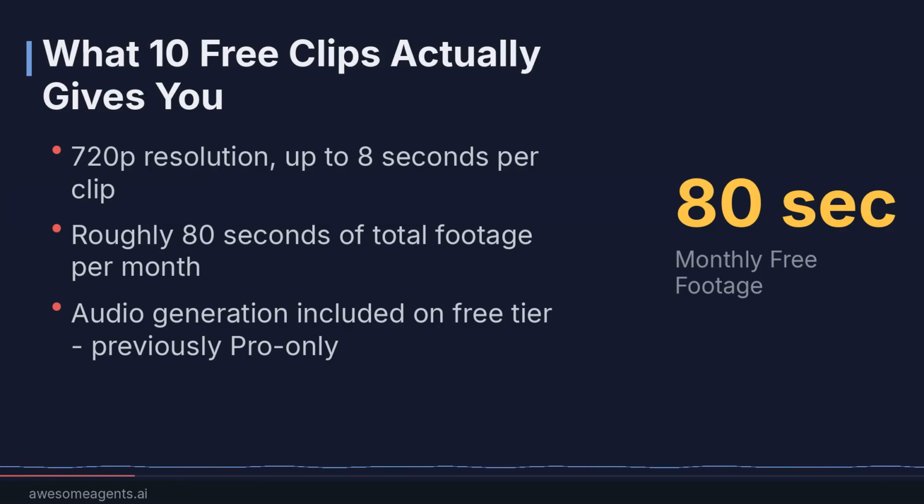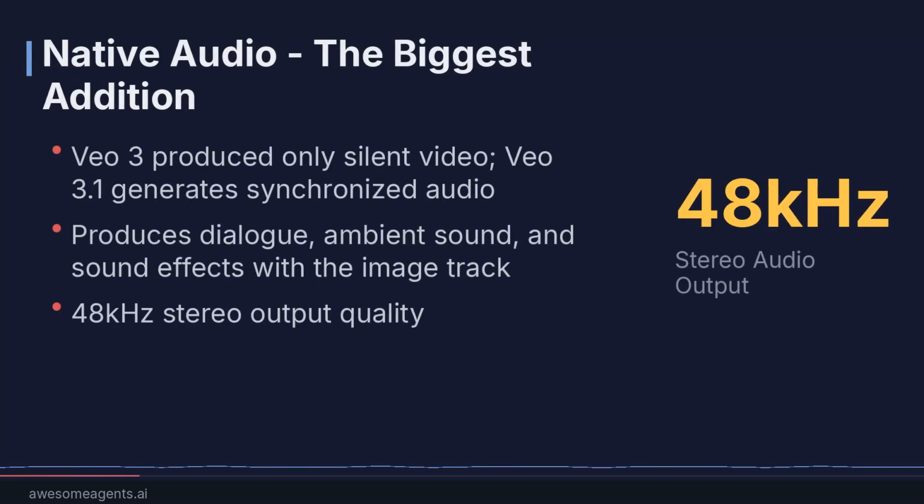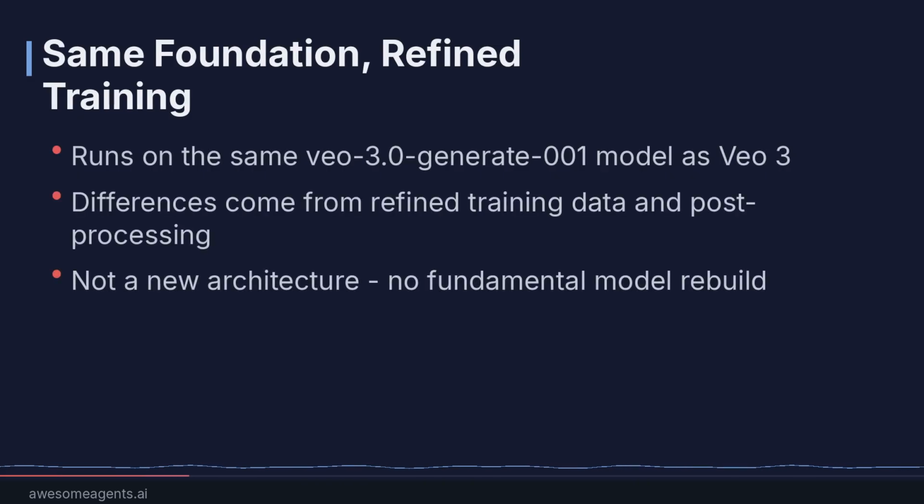But interestingly, audio generation is included on the free tier. Wait, audio is free, but better resolution isn't? That's an interesting choice. It is, and audio is actually the bigger deal here. Veo 3 produced silent video. Veo 3.1 generates synchronized dialogue, ambient sound, and sound effects right with the image. 48 kilohertz stereo. So closing the gap on something that made the old version feel half finished. Exactly. That was a real limitation.